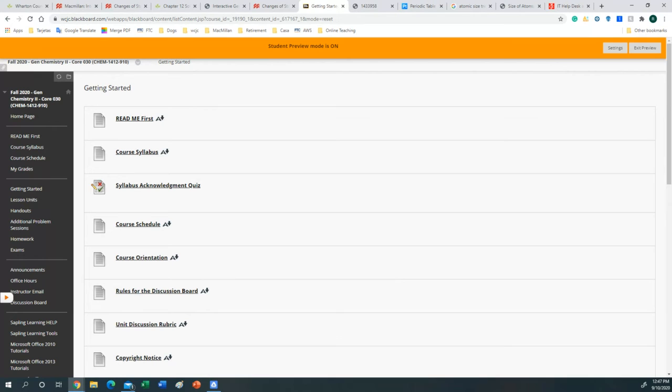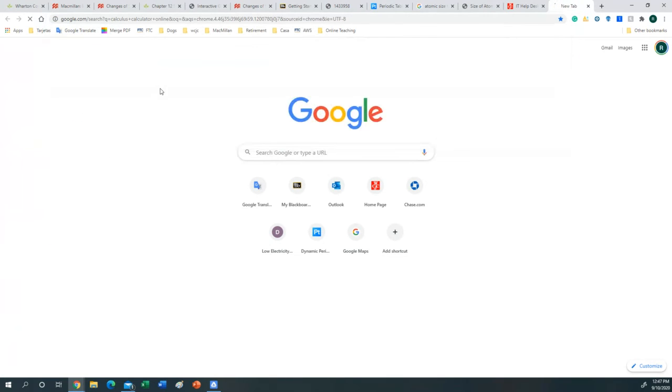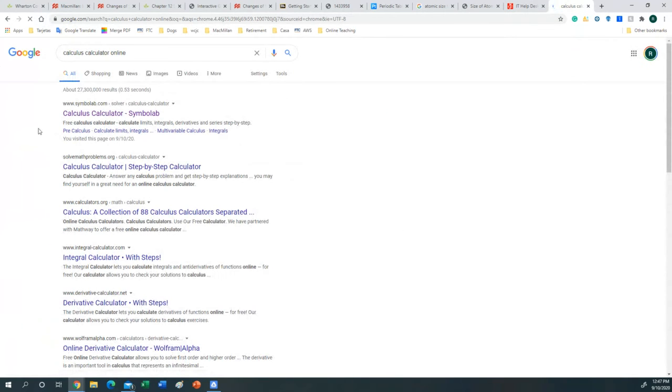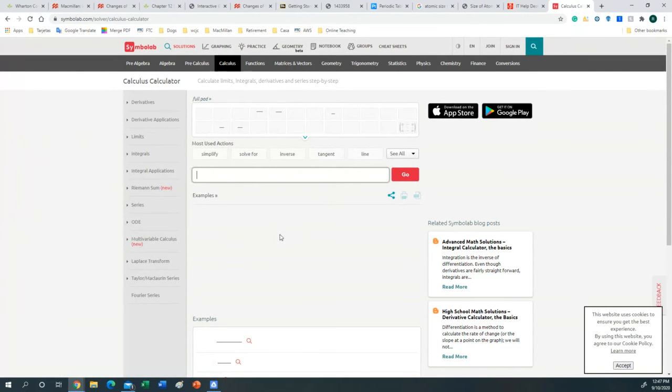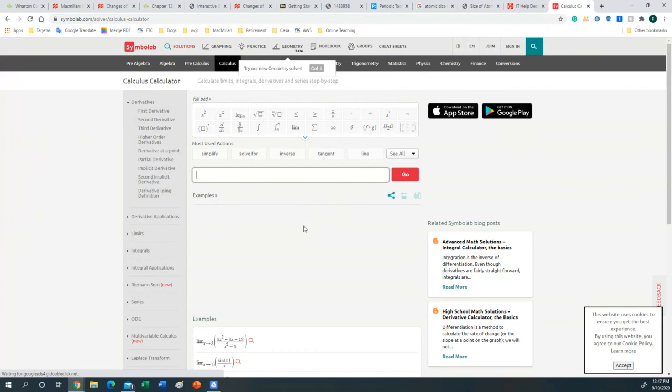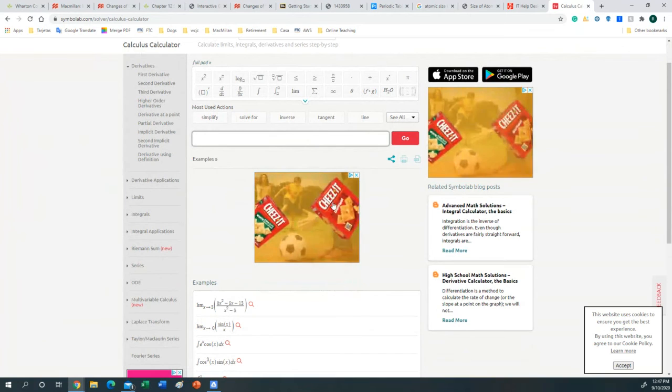So if you don't have a calculator, and you are doing your homework, you can just browse any calculator here. Someone gave me this one, calculus calculator online. This is just an online calculator that you can use, right? Apparently this one is very good. I haven't used it myself, but apparently this one is very good. Or you can just browse any other calculator.